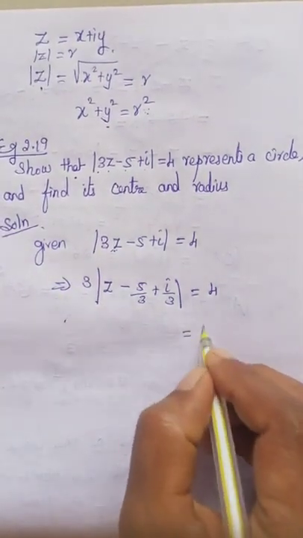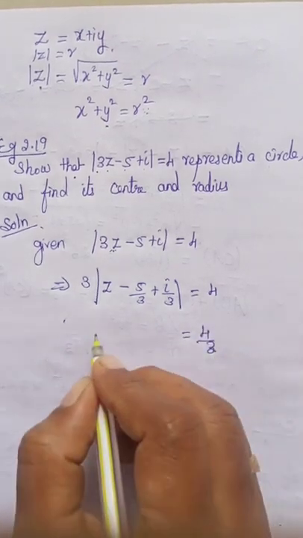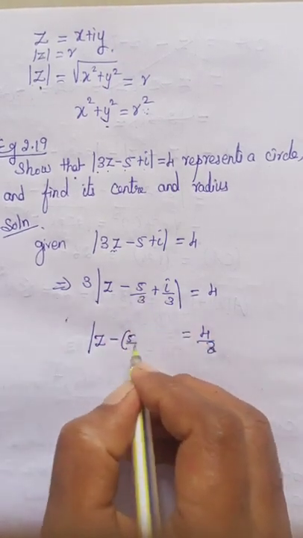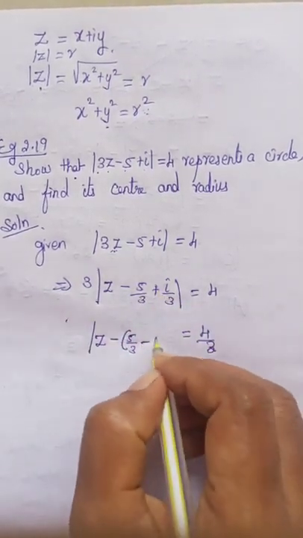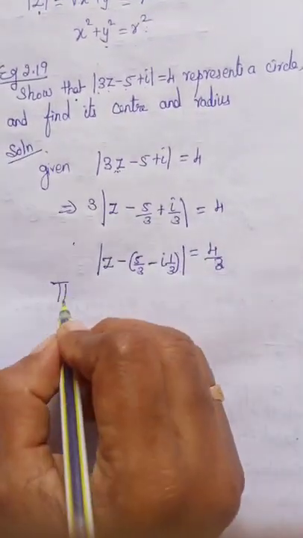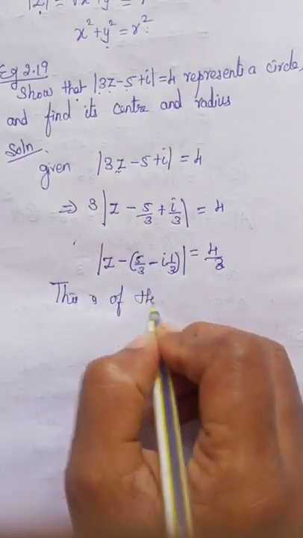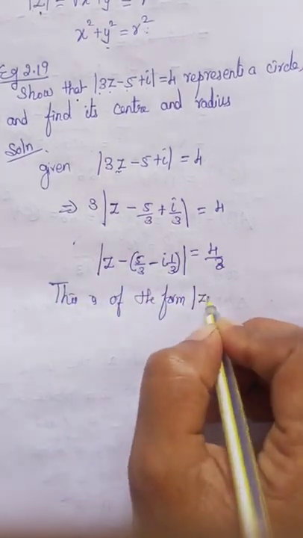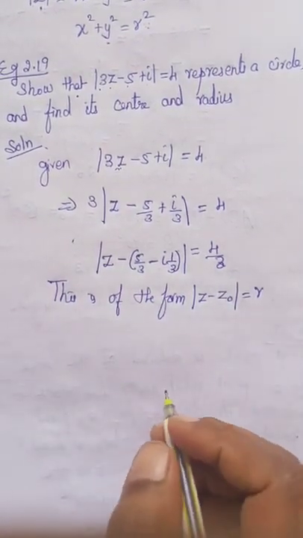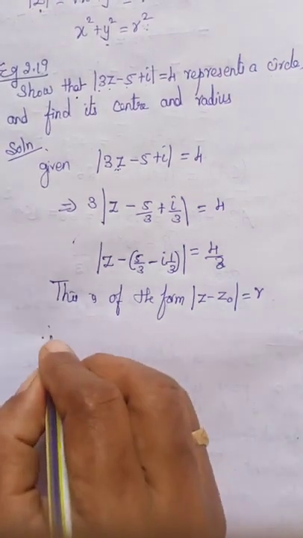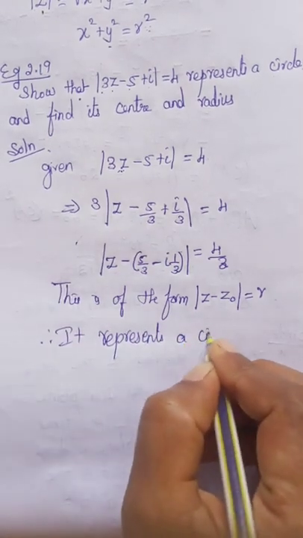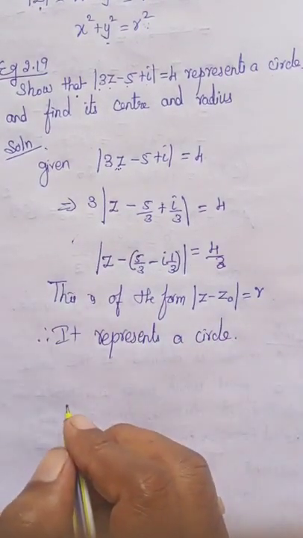Now take this 3 to the next side, then it will become 4 divided by 3. This is z minus, I am taking the minus outside, so this is 5 by 3 plus, it will become minus i into 1 by 3. Now I am writing this in the form modulus z minus z0 is equal to r. Is that clear? Therefore it represents a circle.